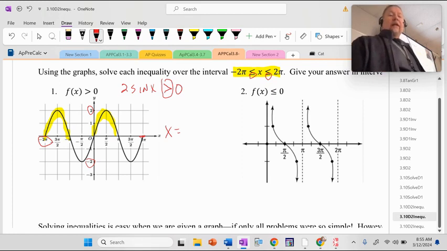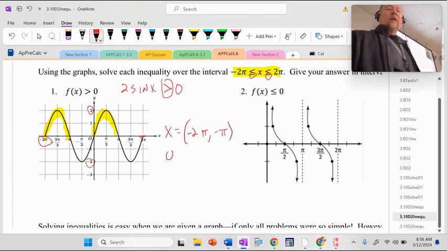So what do I need? A parenthesis or a bracket? It's parenthesis. So it's -2 pi to -pi. Same reasoning. Union. -pi is a 0 as well, so it can't be included. And then 0 to pi. All right, and then that's it for that one.